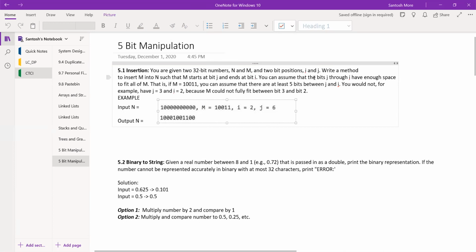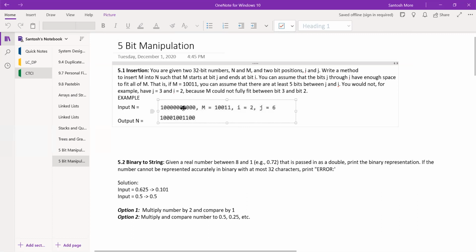You can assume that the bits j through I have enough space to fit all of m, so it's a valid insertion. That is, if m is this one, you can assume that j to I has at least 5 bits. You would not, for example, have j equals 3 and I equals 2, because m could not fully fit in that. Okay, so that's what it's saying. It's very simple, no tricks in it.